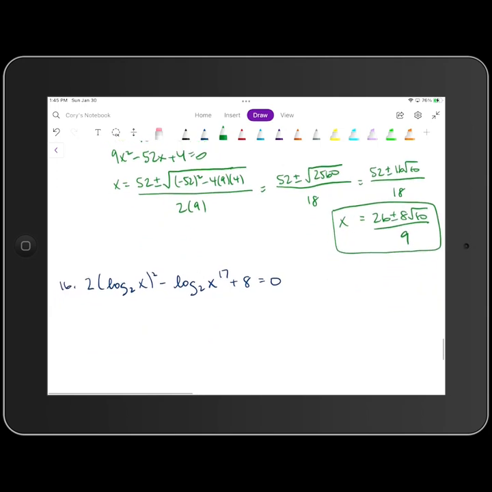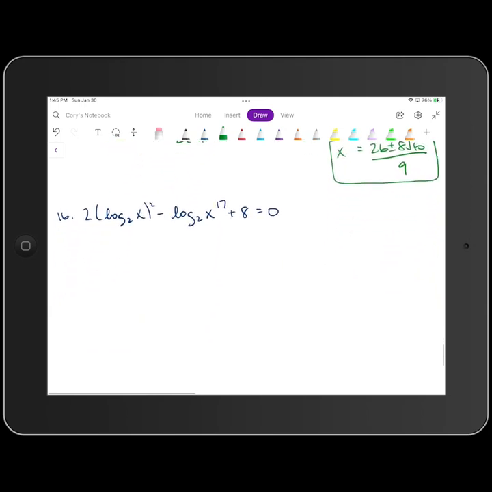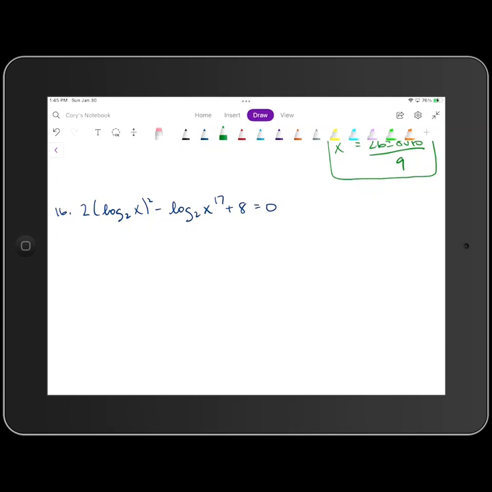Okay, let's move on to 16. So for 16, we have 2 times the log base 2 of x squared minus the log base 2 of x raised to the 17th power plus 8 is equal to 0. And we know that our domain for both of these logs has to be x is bigger than 0.